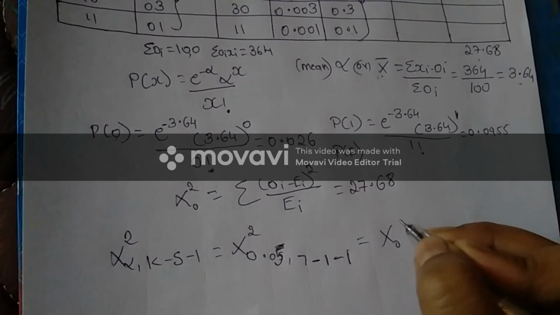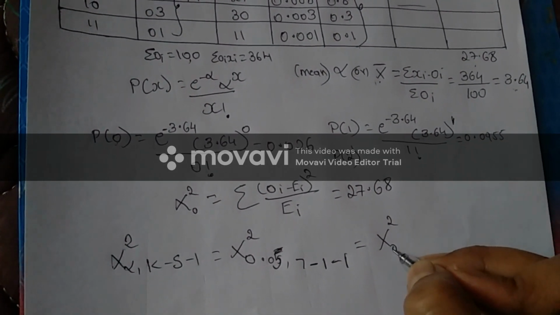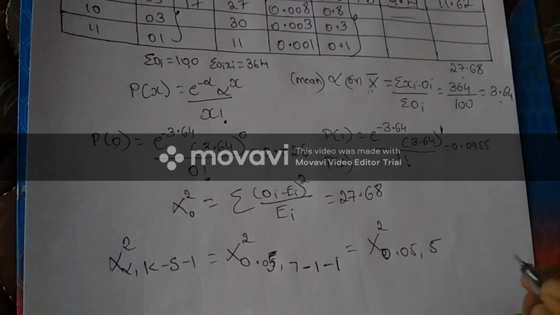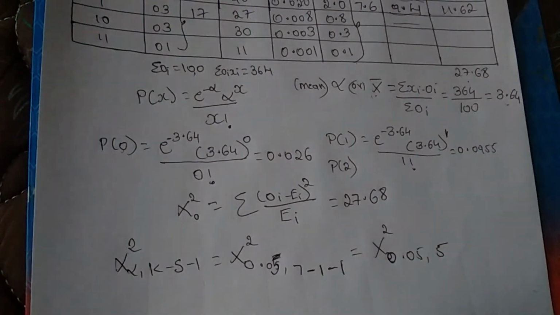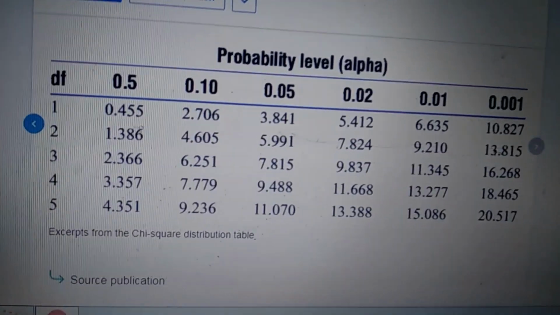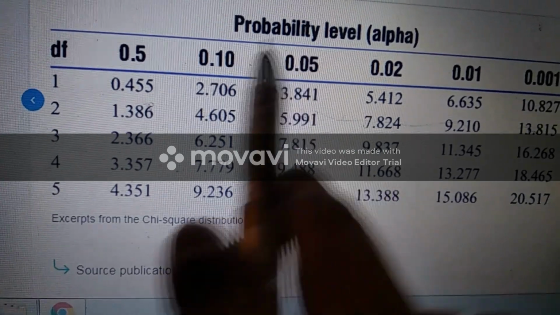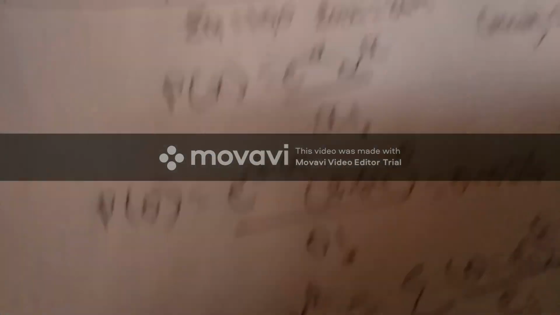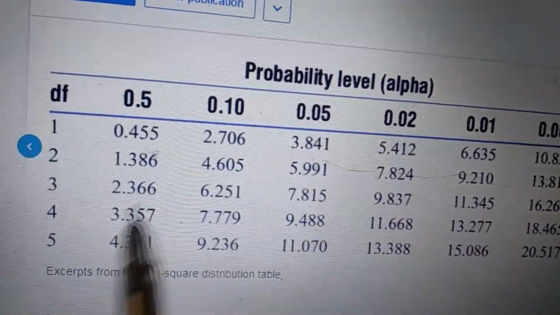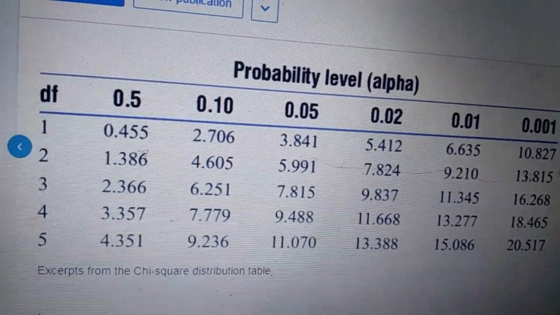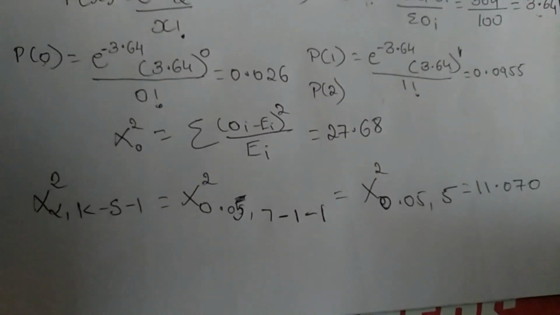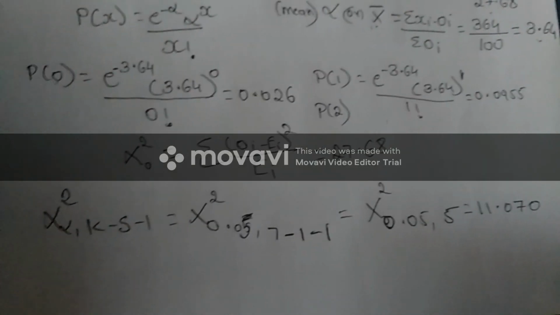So I will get x square 0.05 comma 7 minus 1 minus 1, that is 5. You have to check the value for this in the table. See, it is 0.05 and it is 5. Here you have to take 0.05 and 5. What is the value? 11.070. So I will take 11.070.